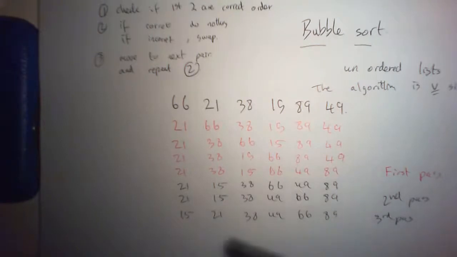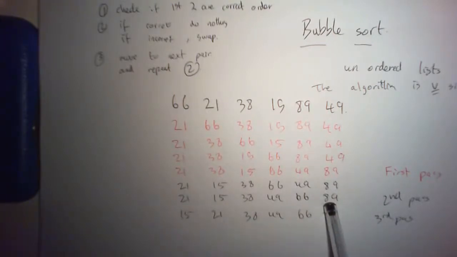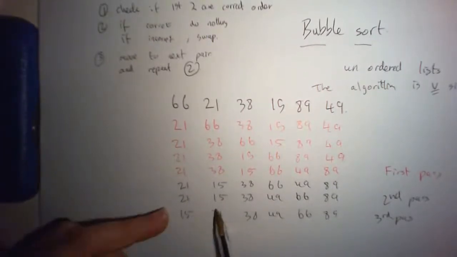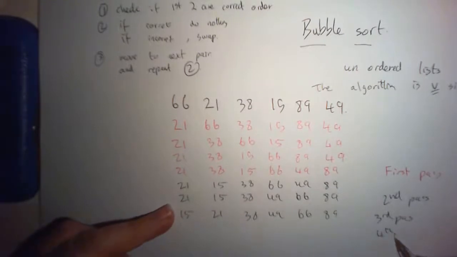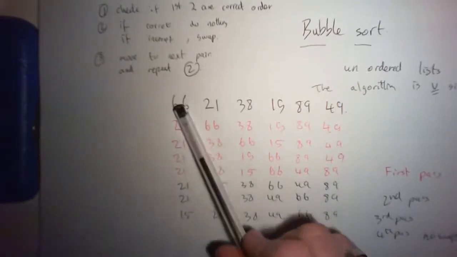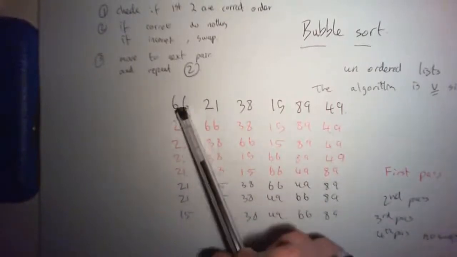Okay. After the second pass, you should have 21, 15, 38, 49, 66, and 89. After the third pass, you should have 15, 21, 38, 49, 66. Okay, because there's no swaps, that was the third one. So on the fourth pass, because there's no swaps, it'll terminate.